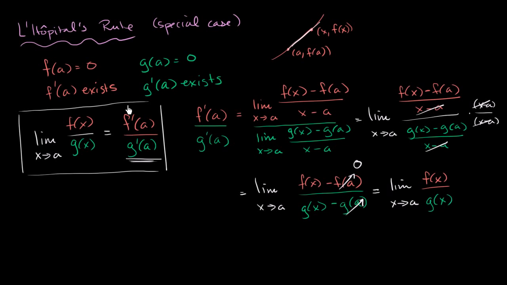So we just showed that if f of a equals 0, g of a equals 0, and these two derivatives exist, then the derivatives evaluated at a over each other are going to be equal to the limit as x approaches a of f of x over g of x. Or the limit as x approaches a of f of x over g of x is going to be equal to f prime of a over g prime of a. So fairly straightforward proof for the special case, not the more general case of L'Hopital's rule.